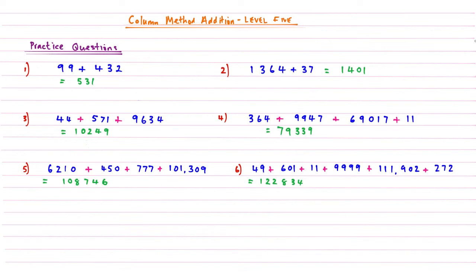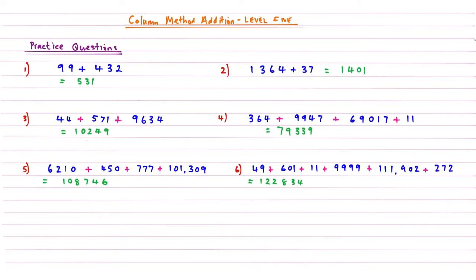Okay, welcome back. So let's go through the quick answers for those 6 questions then, where you've been practicing your column method addition. So the answer to question 1 was 531. Question 2 is 1,401. Question 3 is 10,249. Question 4, the answer was 79,339. Question 5 was 108,746. And then question 6 is 122,834. So if you've got all those right, good job, because those have been quite tricky.